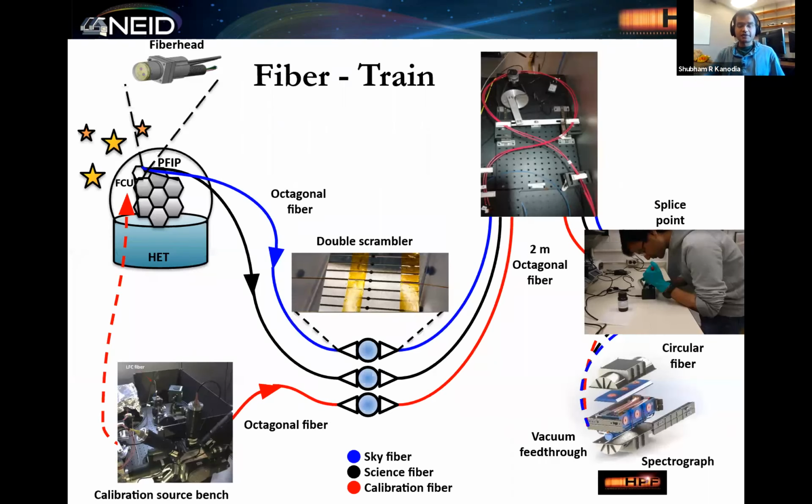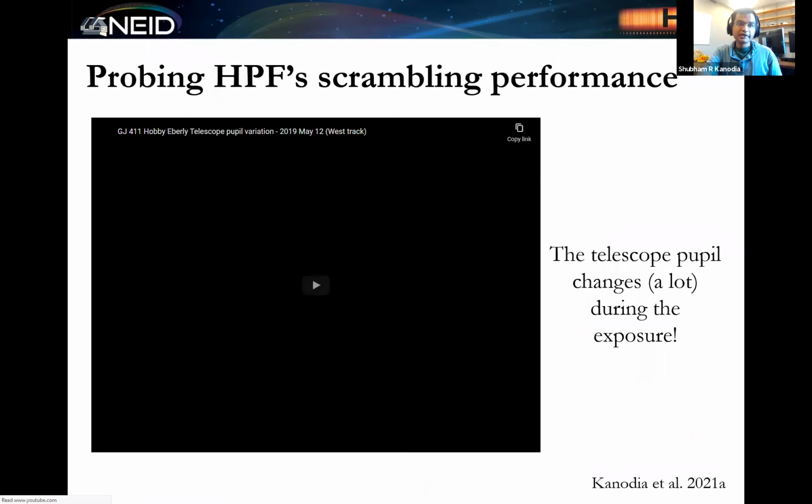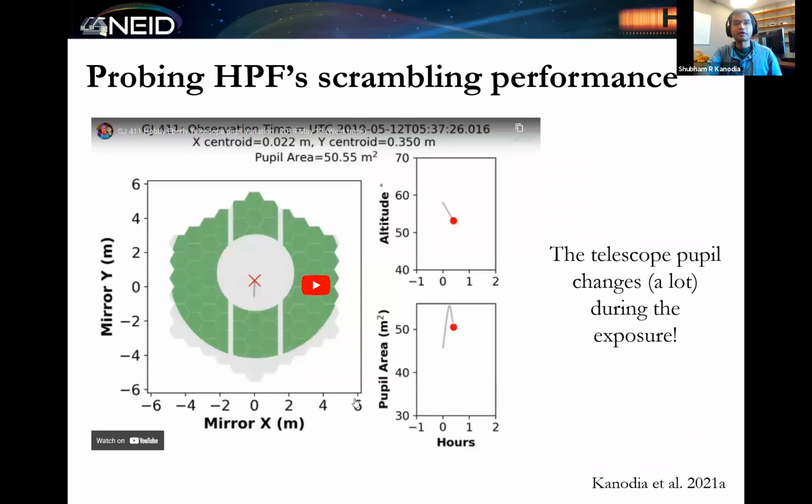So as part of my work on HPF, I was involved in designing, building, and testing the fiber feed for this instrument. And that's basically the conduit which pipes the light from the focus of the telescope down to the basement where the cryostat HPF is sitting. And that has various subsystems involved in it. As you can see, we start from the telescope and then we move down to the scrambler and then the agitator, and finally the cryostat in the basement. But the interesting thing I would like to point out over here, as I mentioned, is that because of the fixed altitude design, the HET pupil, or the projected pupil on the primary mirror, changes a lot with time.